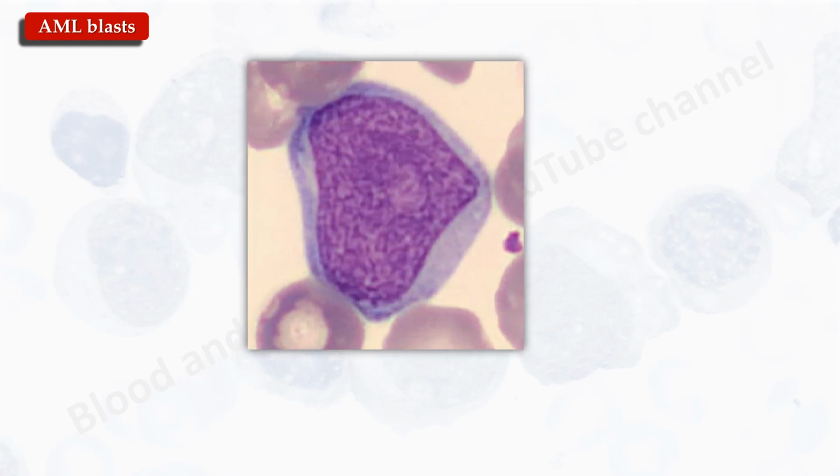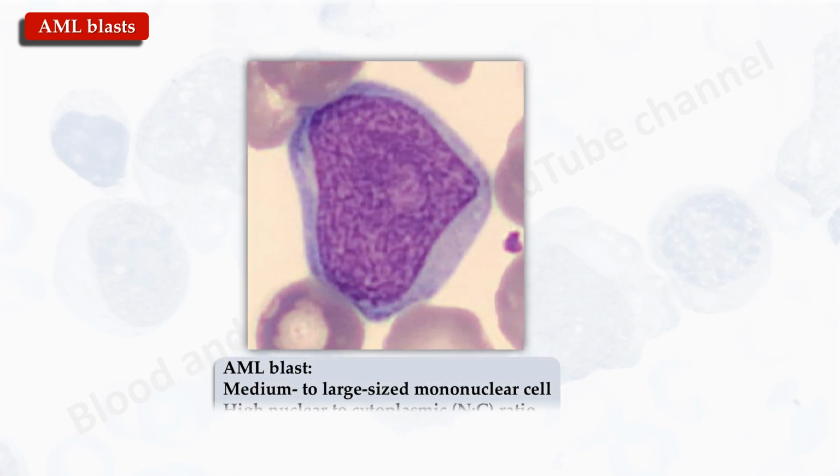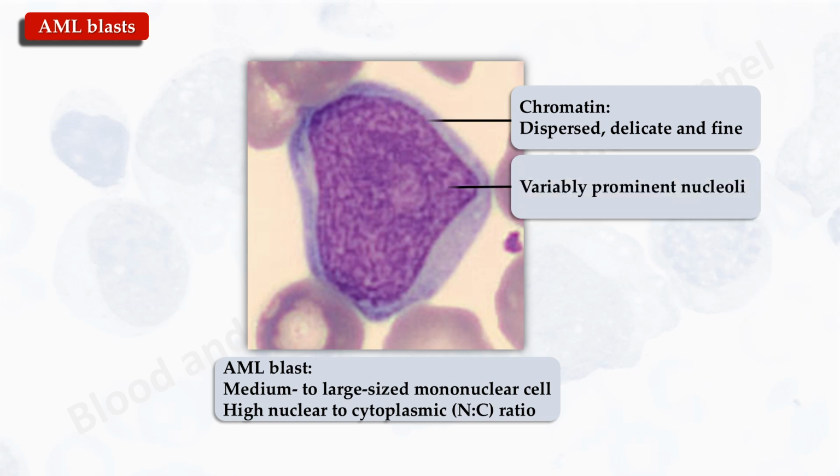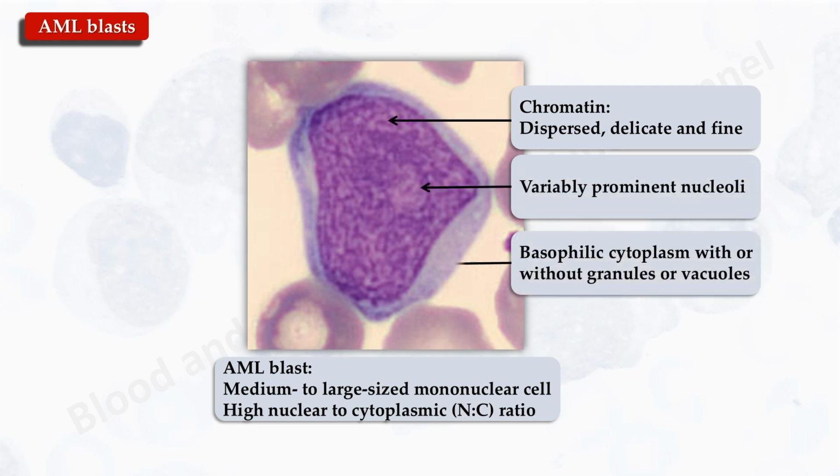In general, the blasts in AML are medium to large-sized mononuclear cells with high nuclear to cytoplasmic ratios, dispersed, delicate and fine nuclear chromatin, variably prominent nucleoli, and basophilic cytoplasm with or without granules or vacuoles.